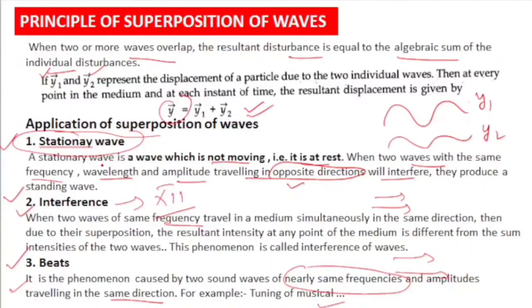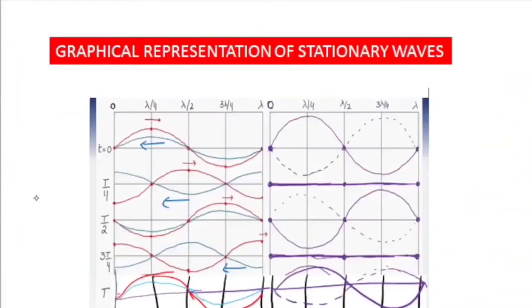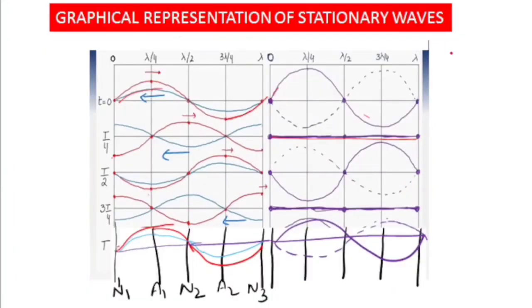How is it produced? How do you graphically represent a stationary wave? What are the equations to represent a stationary wave? All these things we will discuss. So the next topic, the first one, is the graphical representation of stationary waves. What are stationary waves?